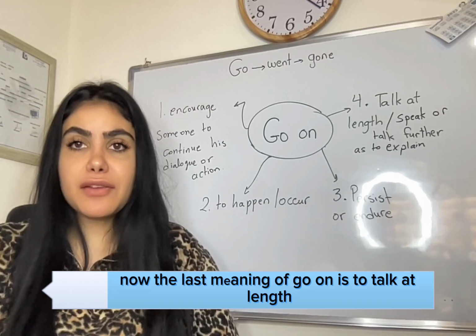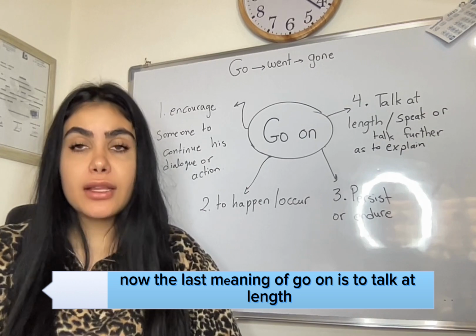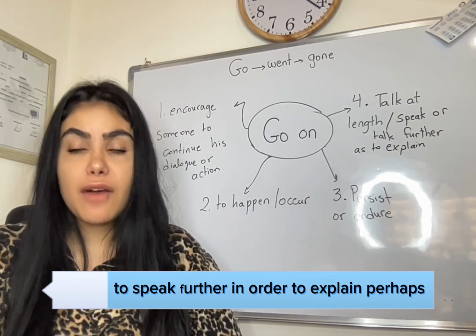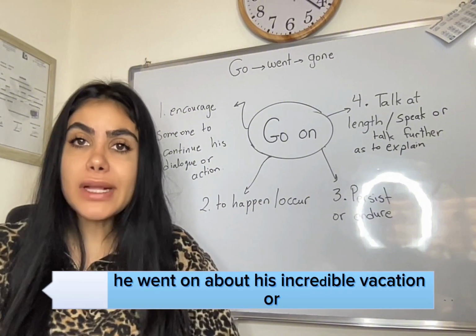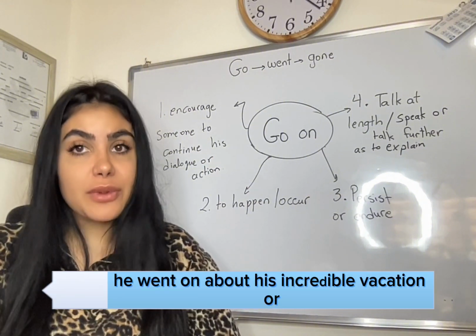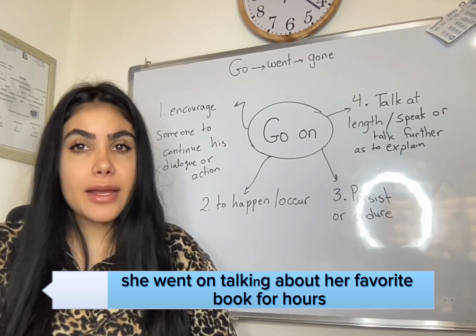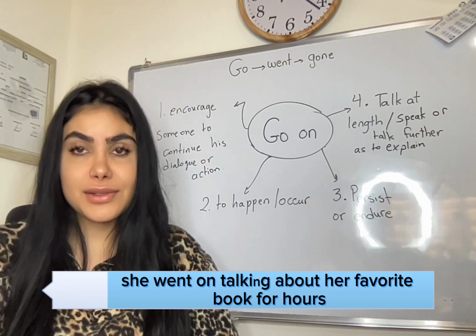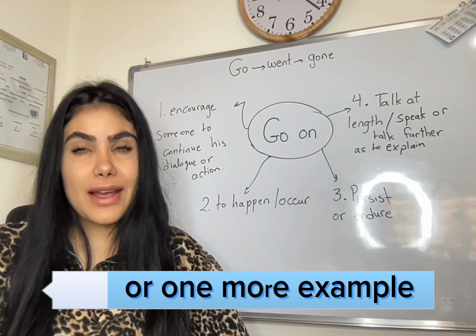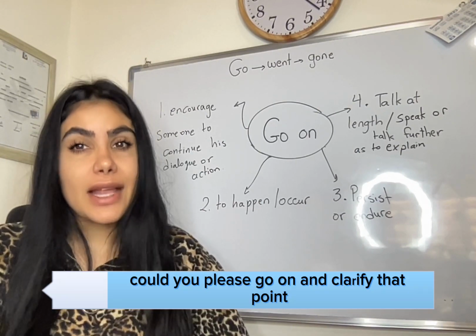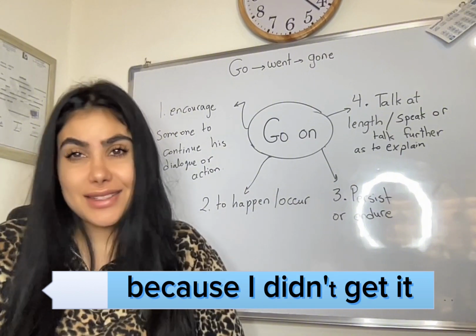Now the last meaning of go on is to talk at length, like to talk further, to speak further in order to explain perhaps. For example, he went on about his incredible vacation. Or she went on talking about her favorite book for hours. Or one more example, could you please go on and clarify that point because I didn't get it?